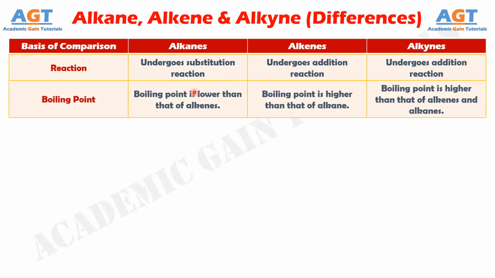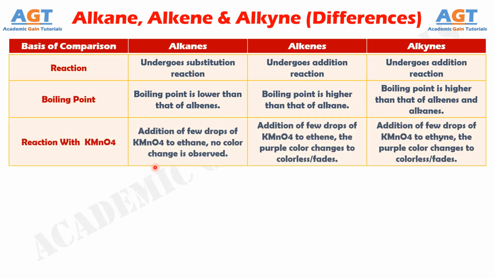If we differentiate them in terms of boiling point, in the case of the alkanes, the boiling point is lower than that of alkenes. In the case of the alkenes, the boiling point is higher than that of alkanes. In the case of the alkynes, the boiling point is higher than that of alkanes and alkenes.